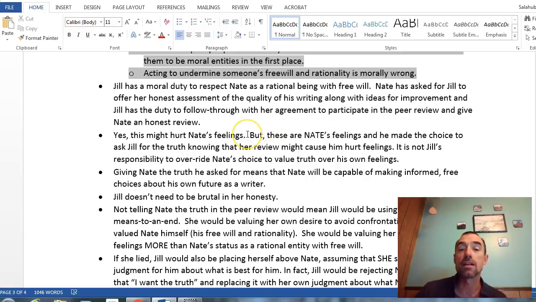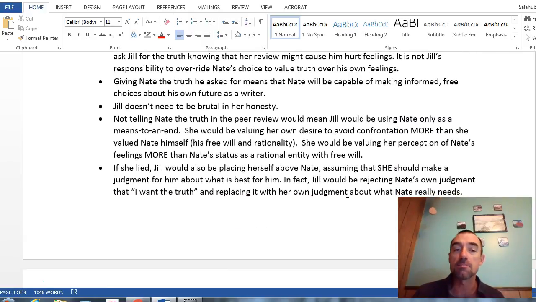Yes, it might hurt Nate's feelings, but that is irrelevant. These are Nate's feelings. He made the choice to ask Jill for the truth. He knew that his feelings might get hurt. It is not up to Jill to override Nate's choice. He chose the value of the truth over his own feelings when he asked for the truth and he agreed to join the peer review. So by lying or choosing to say nothing, what is Jill doing? She's saying her judgment of what's best for Nate is more important than his own judgment, and that doesn't make any sense.